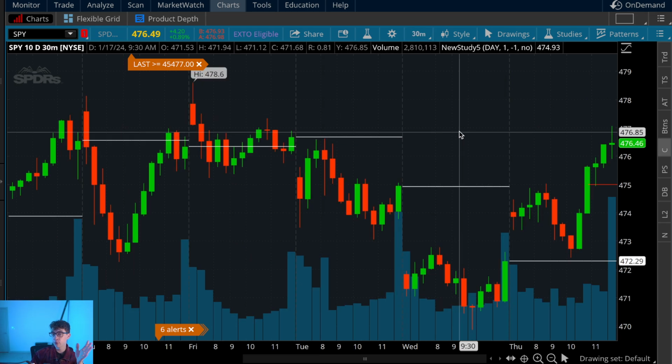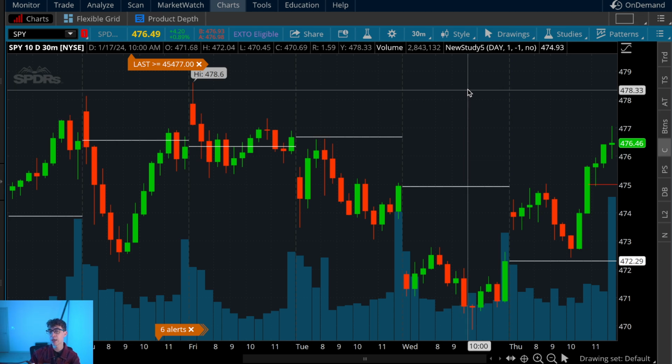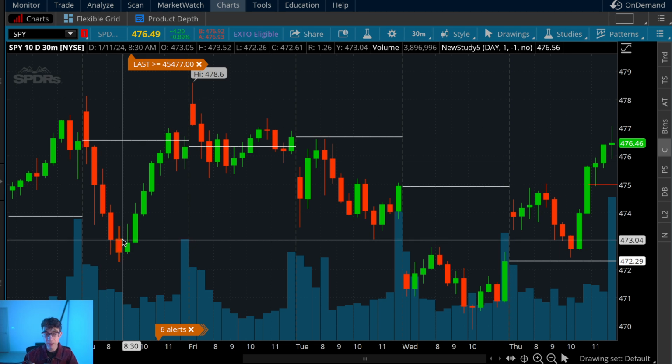So in terms of this gap close reversal strategy, you'll see it typically happen twice a week on average. So you'll see it happen around 100 times a year. In my experience, it likes to happen twice a week.